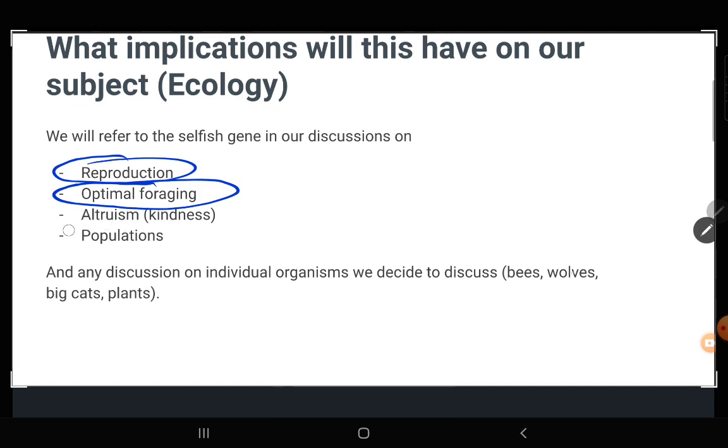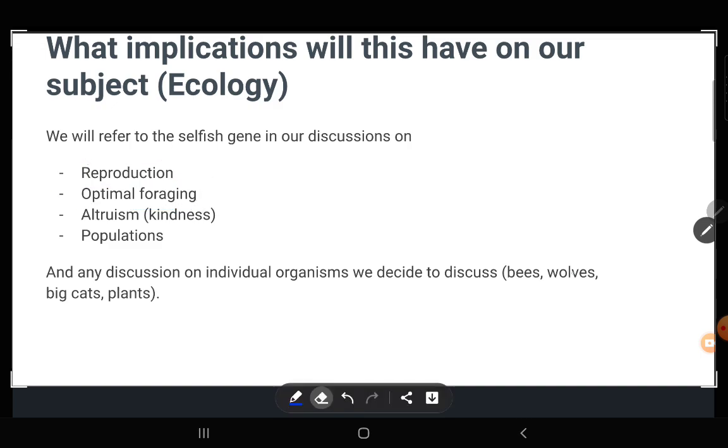So then there is altruism. We're going to talk a lot about that. We just talked a little bit about that. So kindness, why would the selfish gene, being selfish, elect to be kind? And then we're going to talk about it in populations. So how we treat each other and how the selfish gene influences the way that we work as groups and stuff like that.